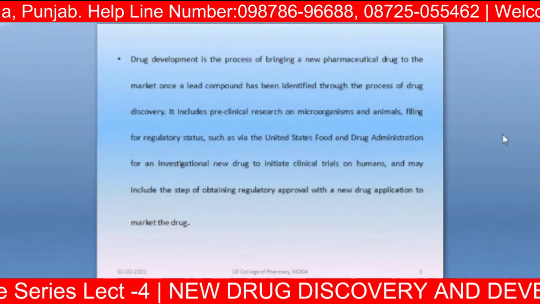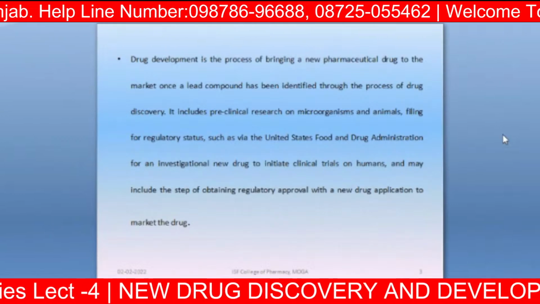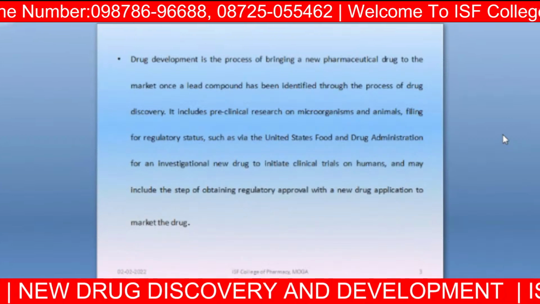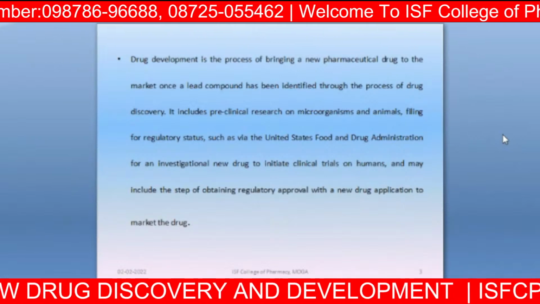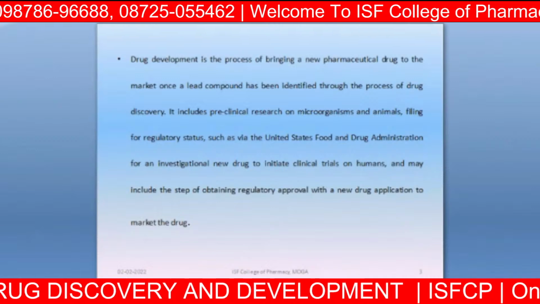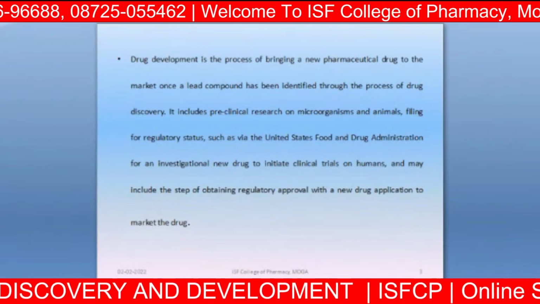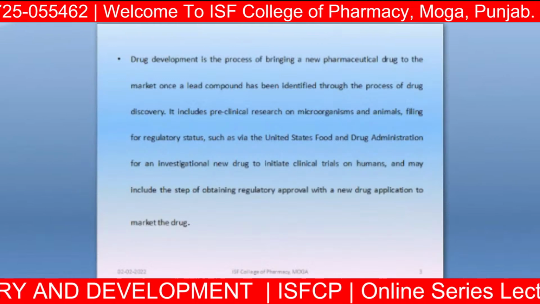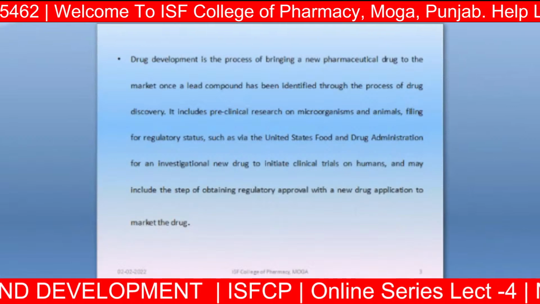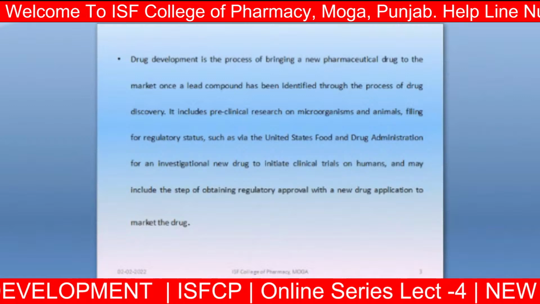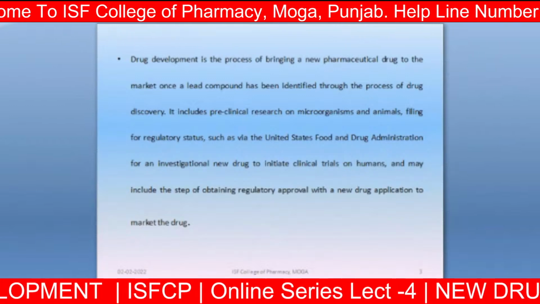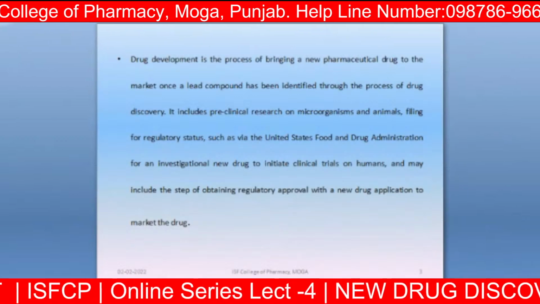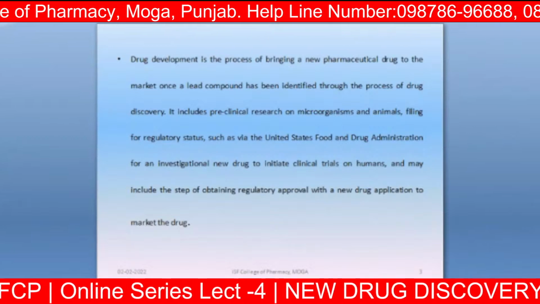Next, drug development is the process of bringing a new pharmaceutical drug to the market once a lead compound has been identified through the process of drug discovery. Let us take an example of how these things go on. For example, we already have some entity for cancer, but we want to improve its pharmacological action by reducing its side effects. If we take an example, a methyl group was present at a particular cyclic ring.